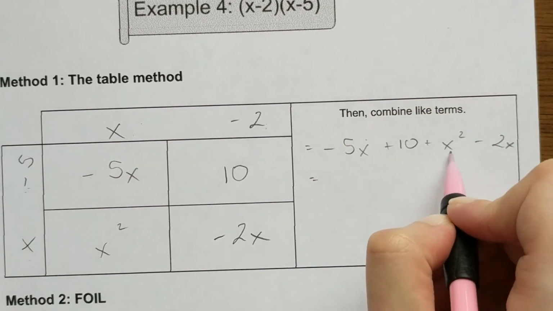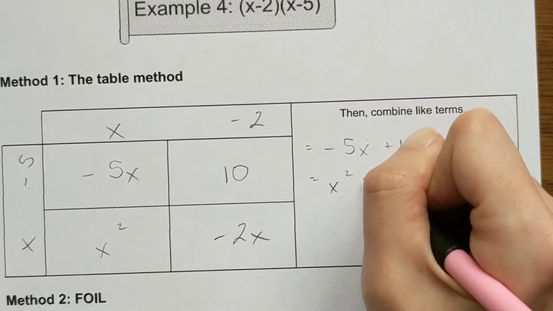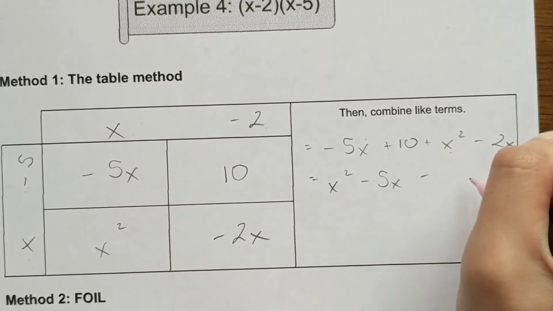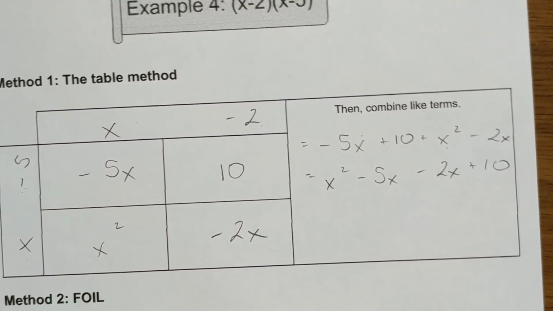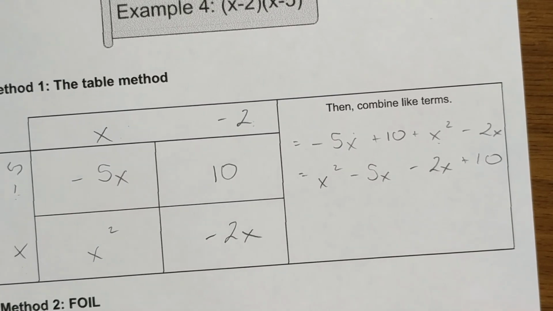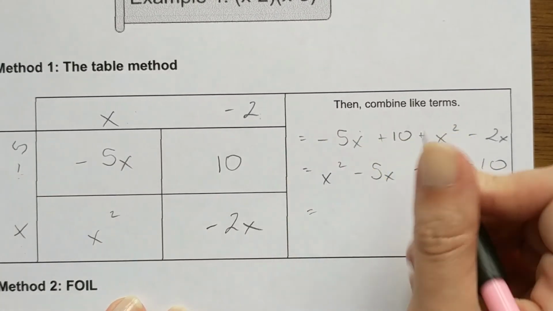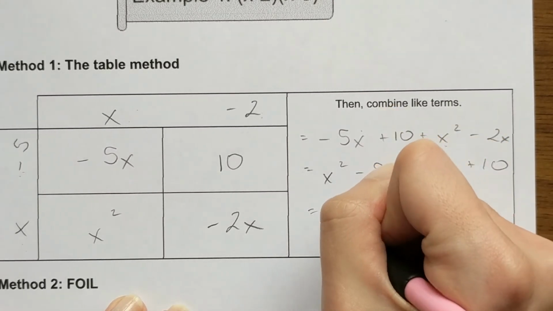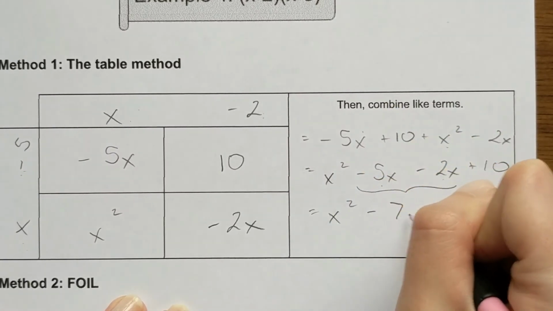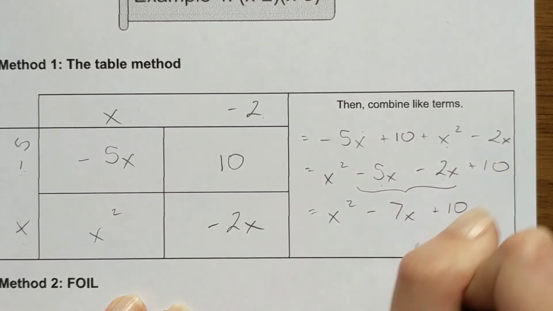I rearrange to put x squared first, then the terms that have an x on them, and then the whole number. I'm going to combine my like terms in the middle here. Negative 5x and negative 2x. This will give me an x squared minus 7x plus 10.